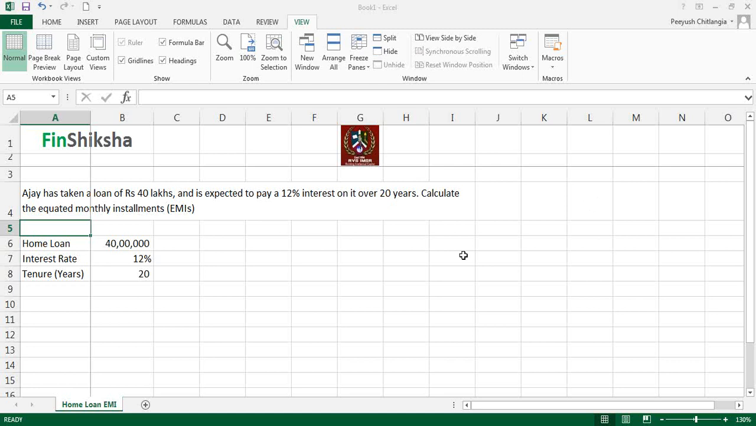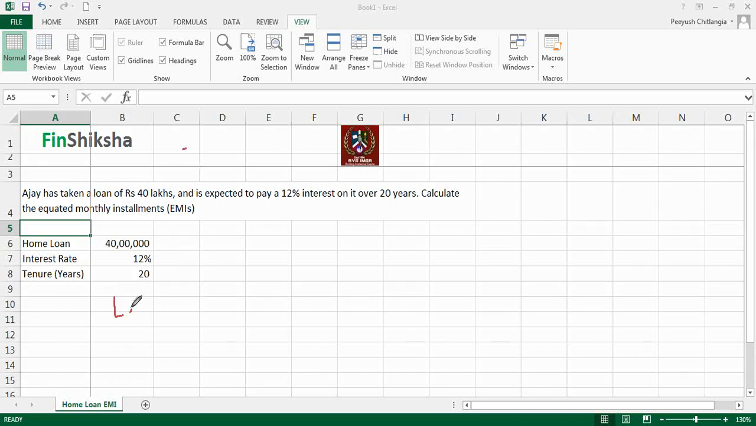In this section, we are going to discuss a particular concept called equated monthly installments, or EMIs as they are commonly known. What we mean by EMIs is that if you take a home loan or any kind of loan and you are repaying it over a period of time, that gets classified in the form of equated monthly installments. So there are installments that you have to pay every month, right?